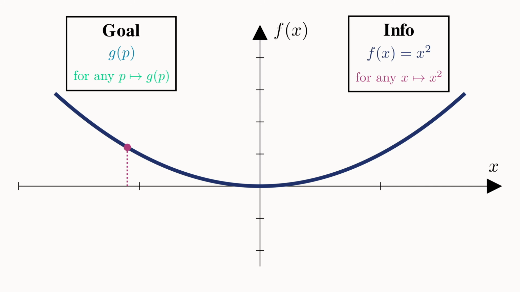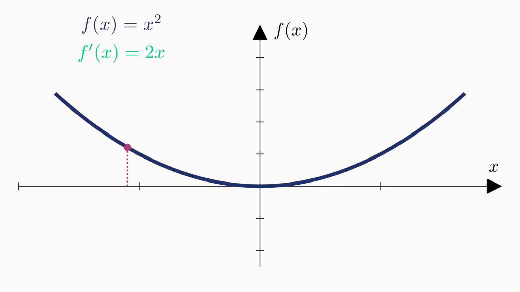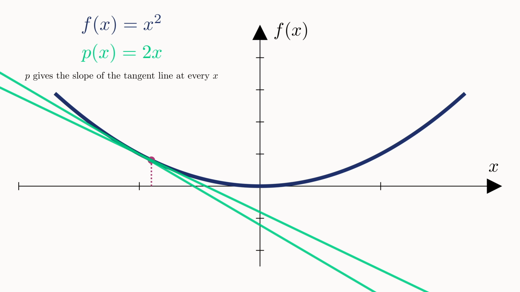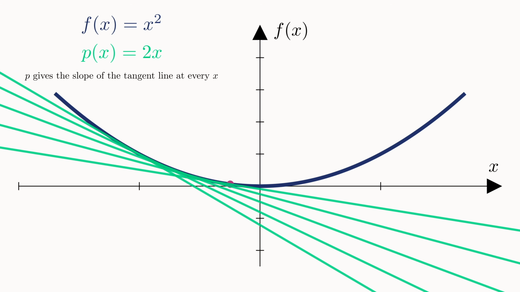The way we'll do it is through the derivative. If we take the derivative of f, we get a new function that now specifies the slope of the tangent line at every point x. We call this new function p, which is dependent on x. Now, in this specific example, for every x, we get an entirely unique value of p.